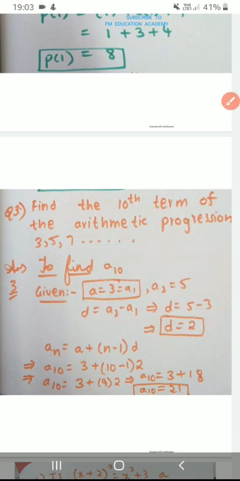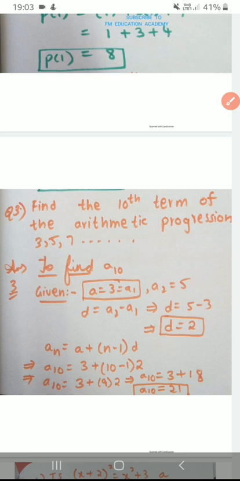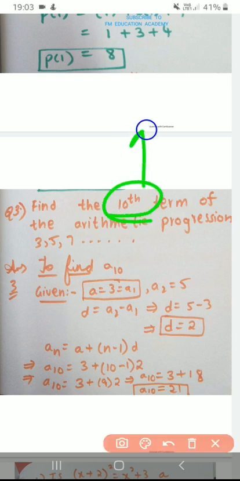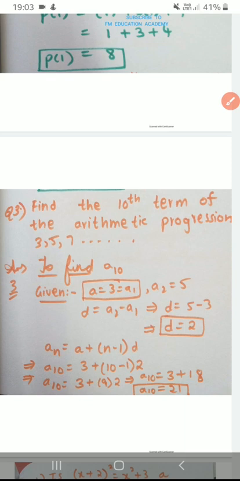Okay. So An is equal to a plus (n minus 1) into d. You have to use the formula of nth term whenever the question asks for the nth term. So A10 is equal to, in place of n substitute 10. A10 we have to find out. A is 3 plus (10 minus 1) into 2. So 10 minus 1 is 9. 9 twos are 18. So 3 plus 18. What is 3 plus 18? 21. So we got the 10th term of the AP as 21.